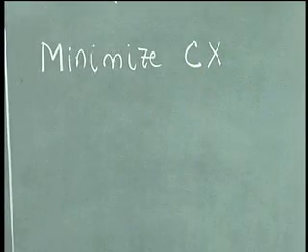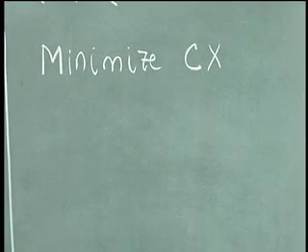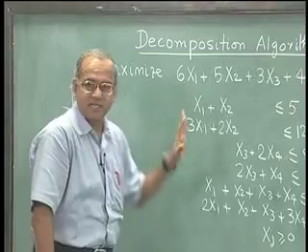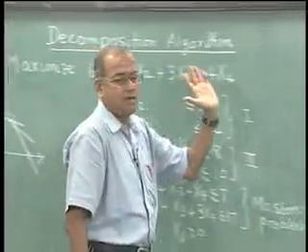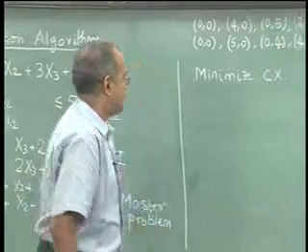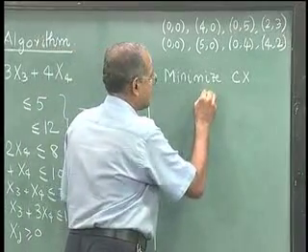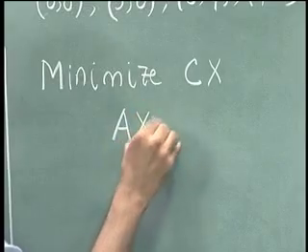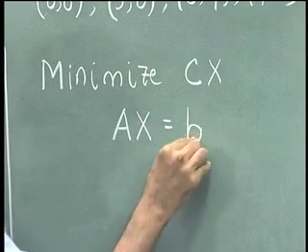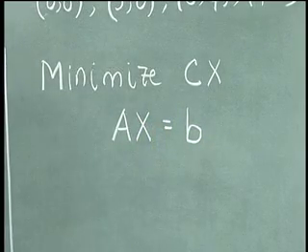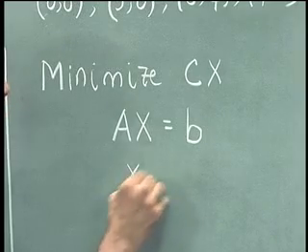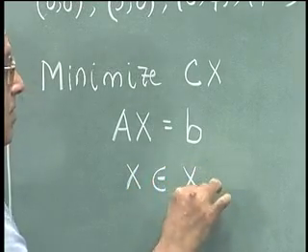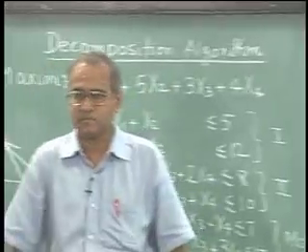Minimize Cx. Our example is a maximization. We will see later how we modify this, but right now let us look at a minimization problem, which is of the form minimize Cx subject to Ax equal to b, and x is an element of X. What do we mean by that?